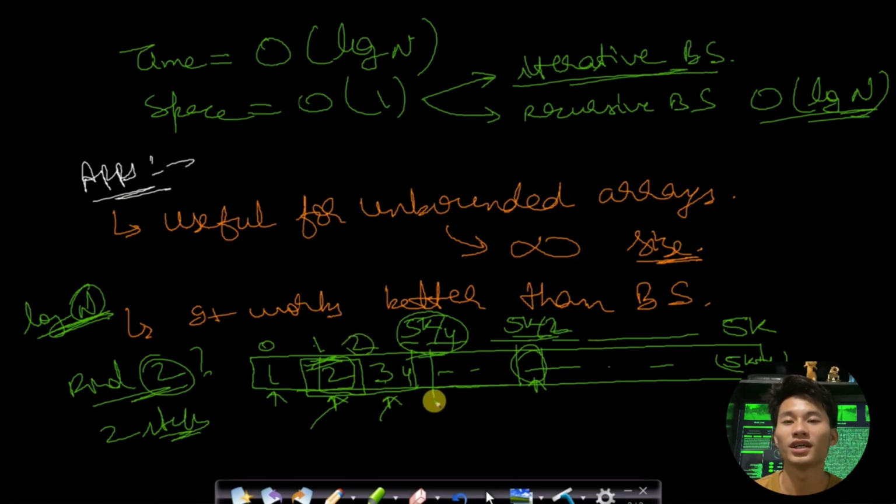This 4 is at index 3, okay? So at index 4 you will have something, let's say 5. And now, since this 5 is greater than 4, it will take the sub-array 3, 4, and 5, and now you can easily find 4. So in this way, if the element is very close to the starting position, then exponential search will perform way better than binary search. Therefore, you can see that exponential search is better than binary search.